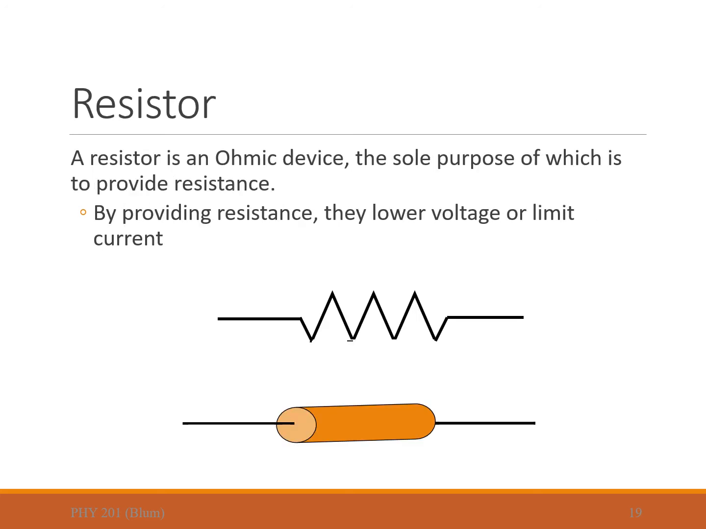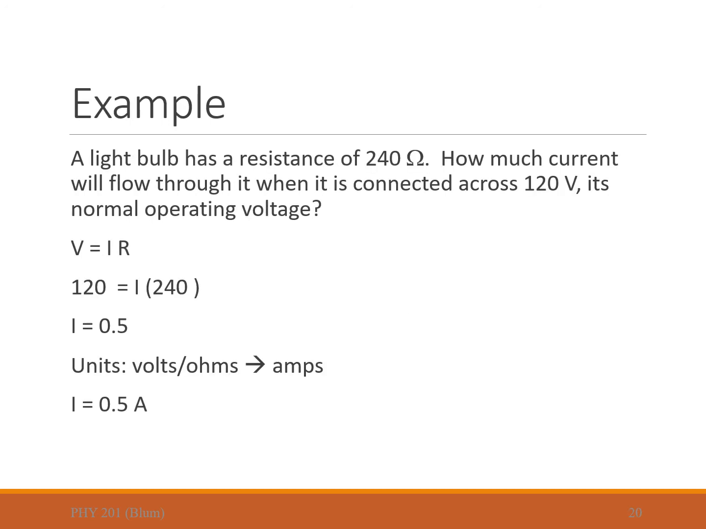If we have a device that obeys Ohm's law, is ohmic, and its sole purpose is to provide that resistance within the context of the circuit, then that device is known as a resistor. They take up some of the voltage and limit the current that other devices within the same circuit might see, so they have an important role. So Ohm's law is a simple relationship between the voltage, the current, and the resistance. And if we know any two of the quantities, we can find the third.